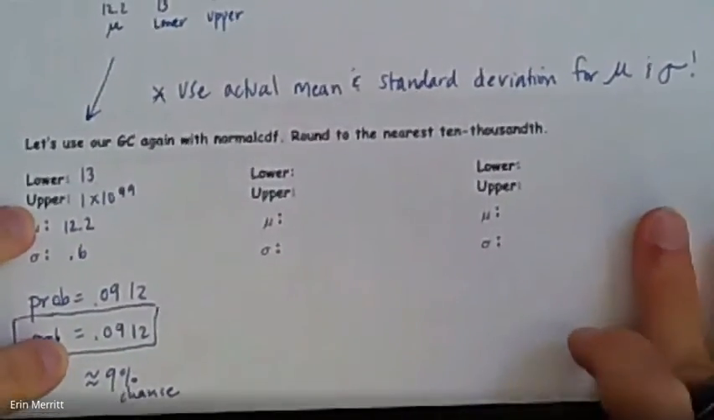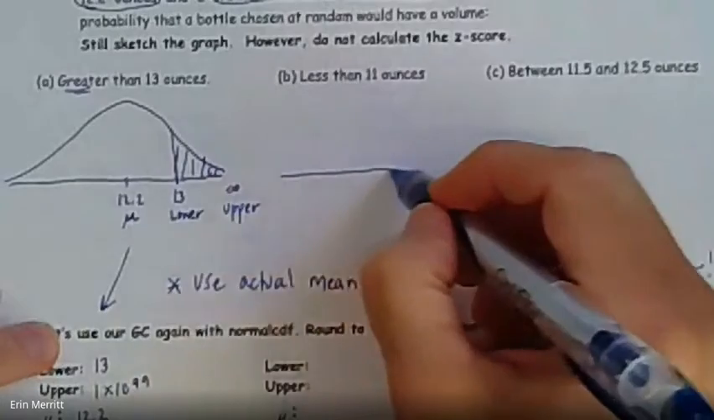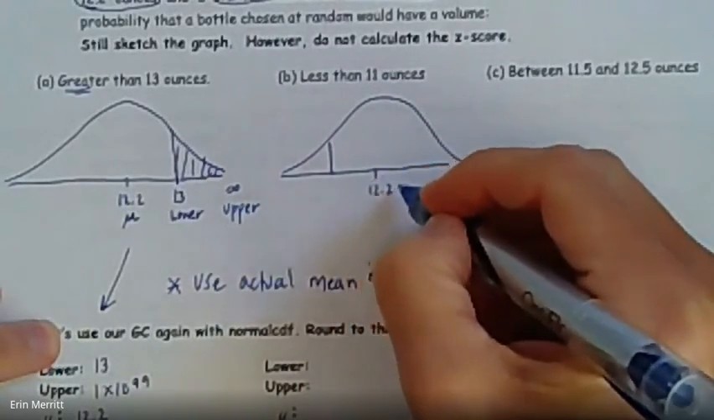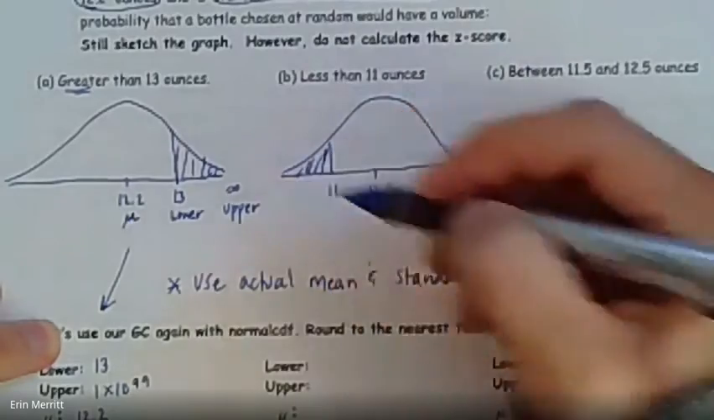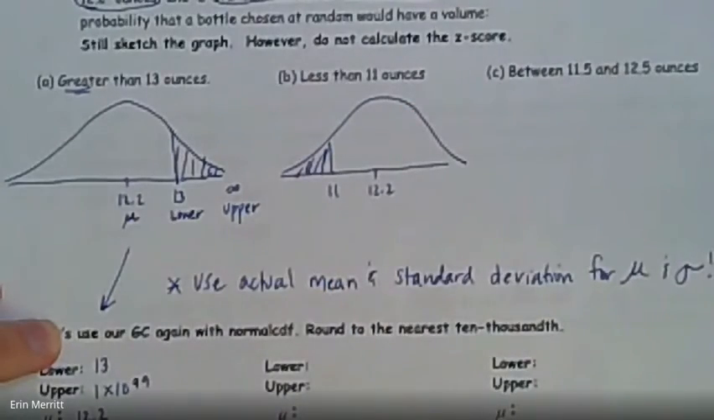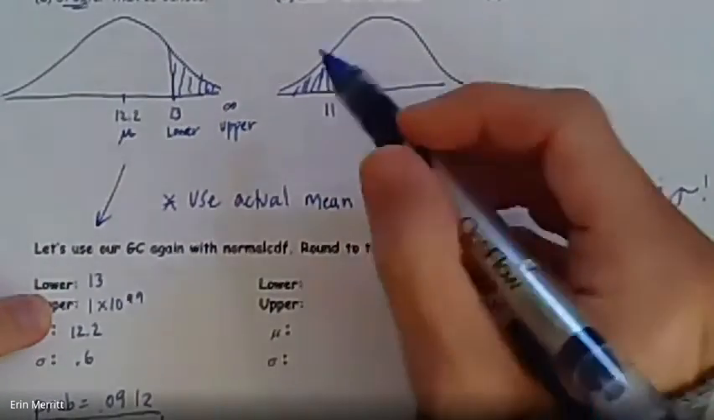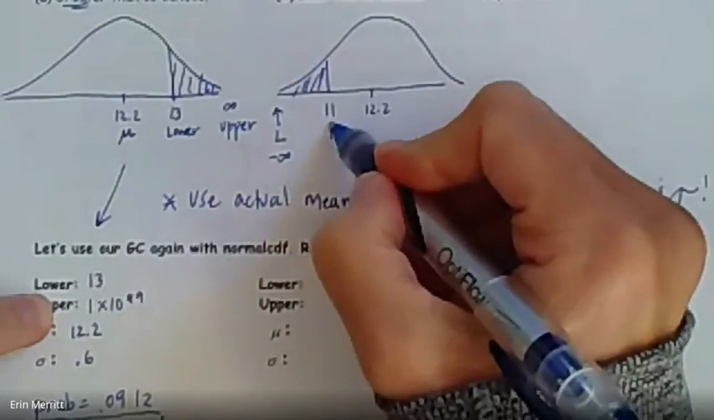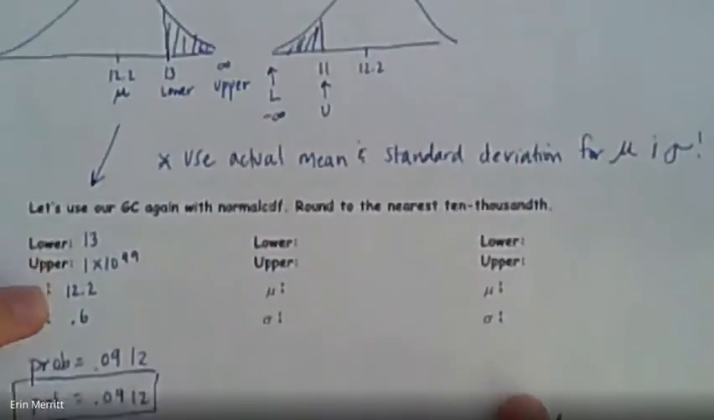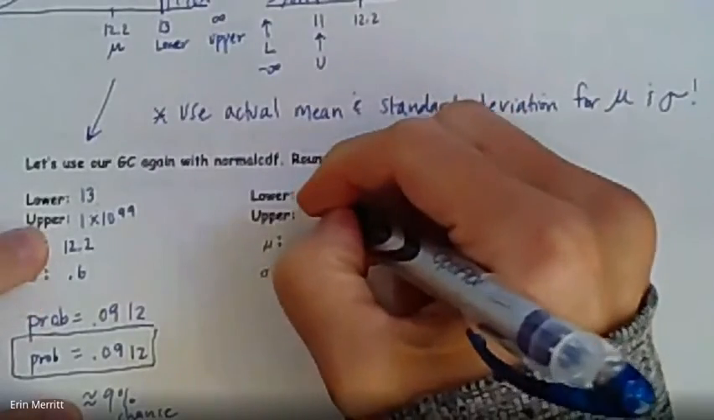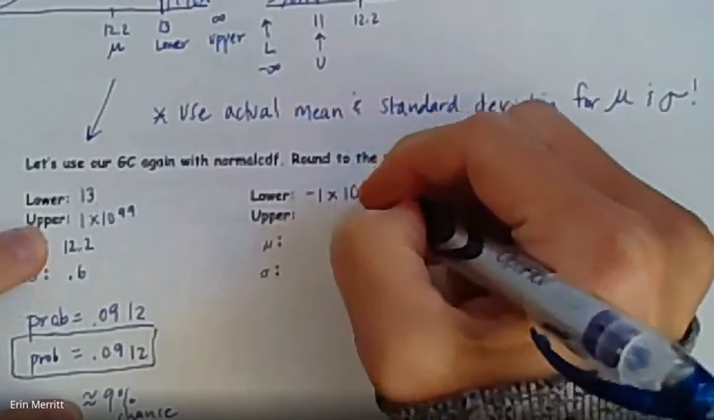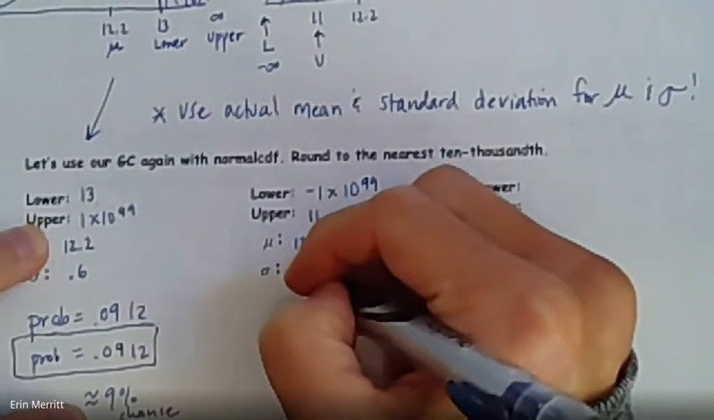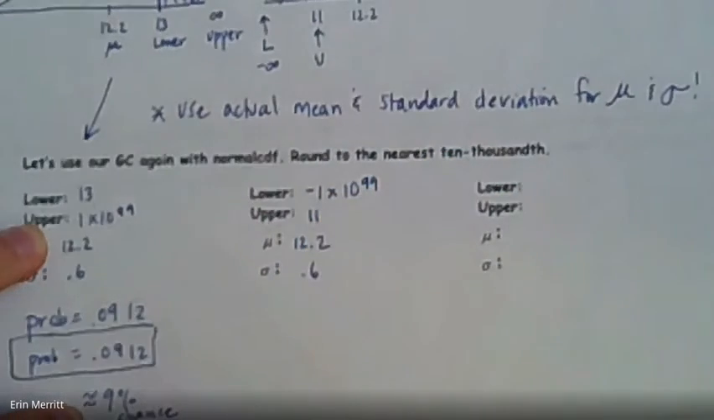All right, less than 11 ounces means you get the short end of the deal. Here's 12.2. There's 11. You'd be looking at that piece of it. So let's just talk about what the setup would be. In this case, make sure left to right. So the lower would be negative infinity. The upper would be the 11. So I'm going to slide here. Lower would be the negative 1 times 10 to the 99th. The upper is the 11. And then keep the mean at 12.2, the standard deviation at 0.6.